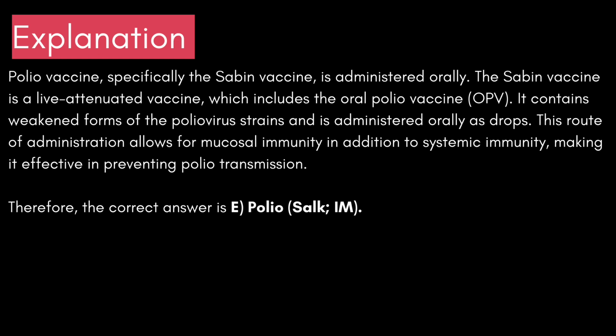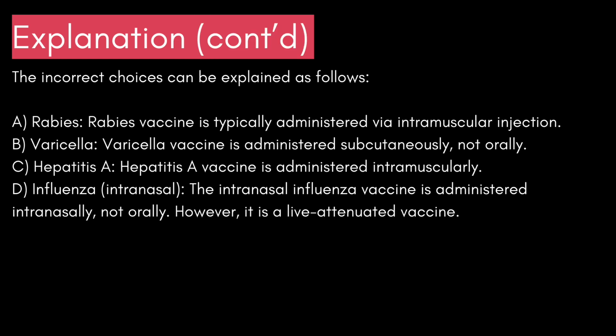All right, let's go ahead and see why the other answer choices are incorrect. The incorrect choices can be explained as follows. A, rabies. Vaccine is typically administered via intramuscular injection. B, varicella. Varicella vaccine is administered subcutaneously, not orally. C, hepatitis A. Hepatitis A vaccine is administered intramuscularly. D, influenza, intranasal. The intranasal influenza vaccine is administered intranasally, not orally. However, it is a live attenuated vaccine.